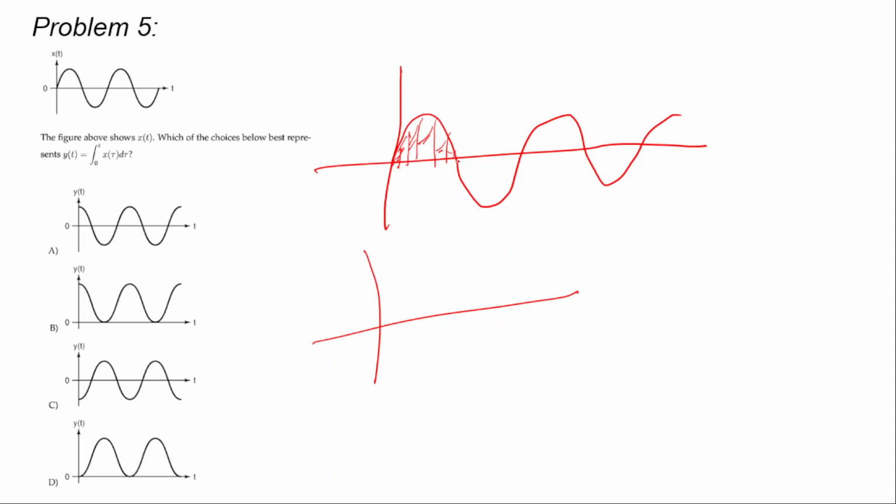So at this point, the total integral will be the area under this curve. So then the total area will be maximum. Okay, now after this point, this negative area will start adding into this. So this area will start reducing, and it will reduce till this point. At this point, this symmetrical curve will cancel, and at this point our curve will become 0.